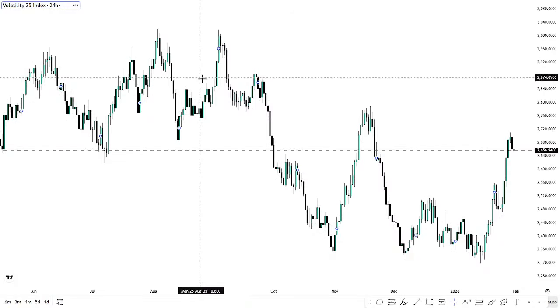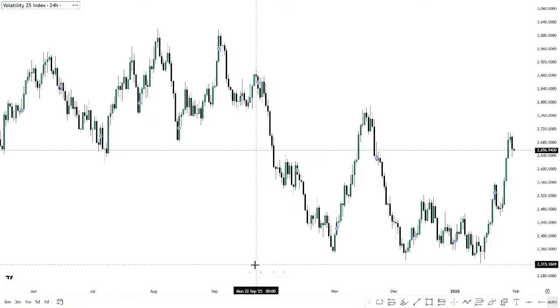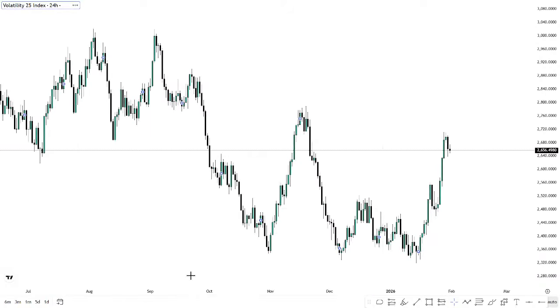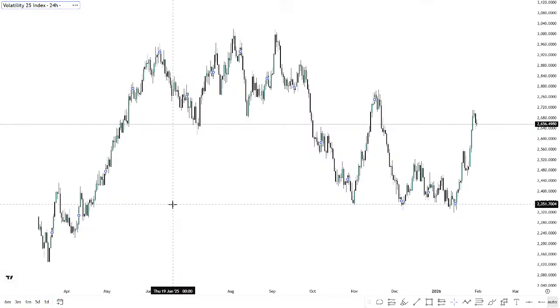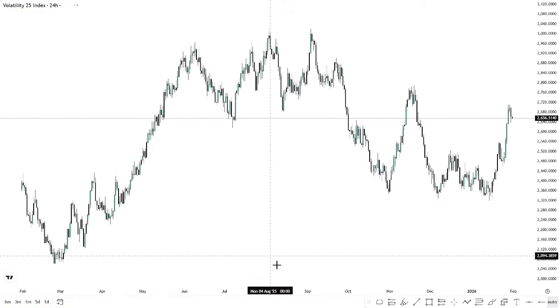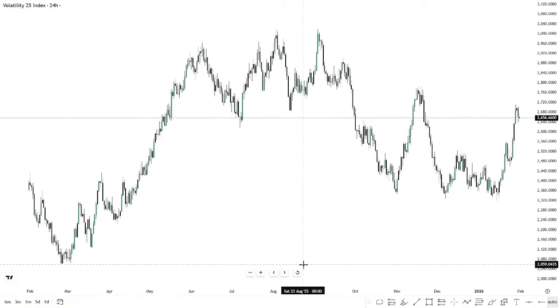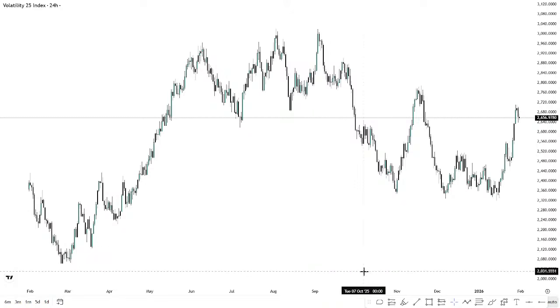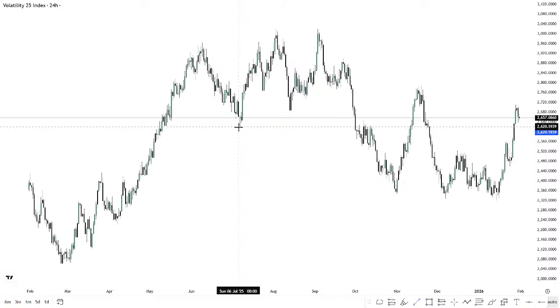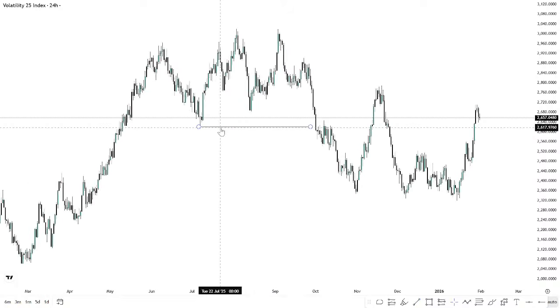All right, so let's get started. This is volatility 25, and we're going to start from the higher time frame. Whatever thing we want to establish, we have to establish it right from the higher time frame. So this is the 24 hours time frame, and it is very obvious that we have a break to the downside. We have a break to the downside here.